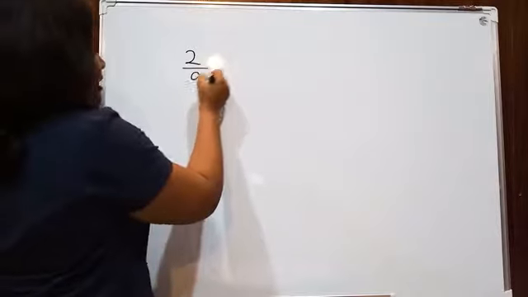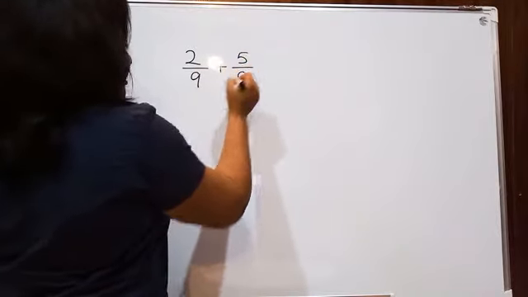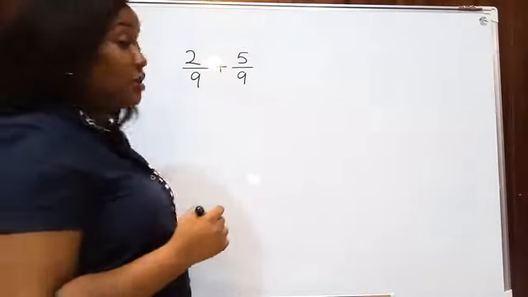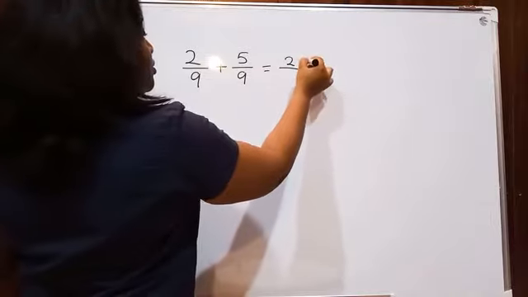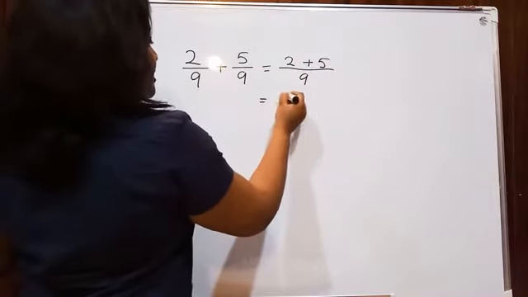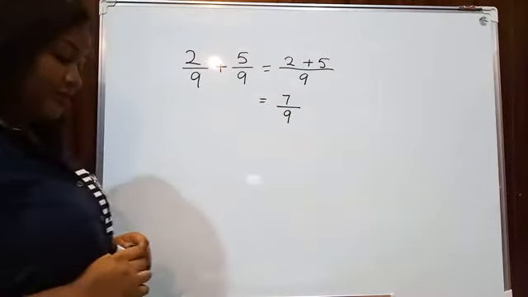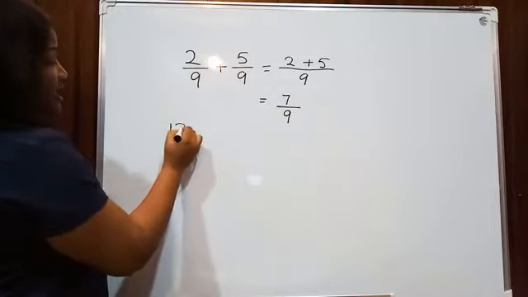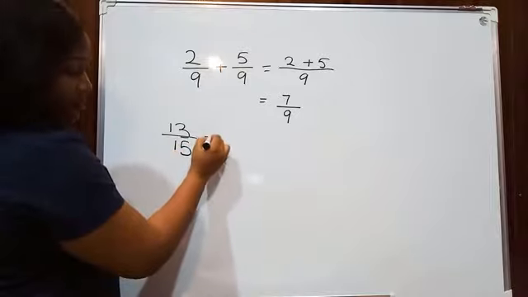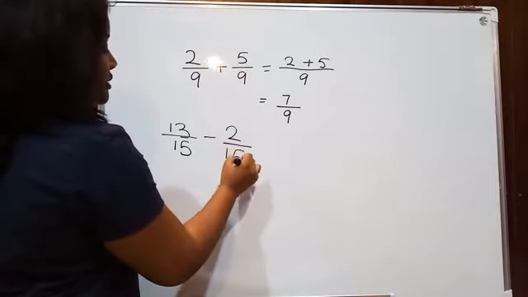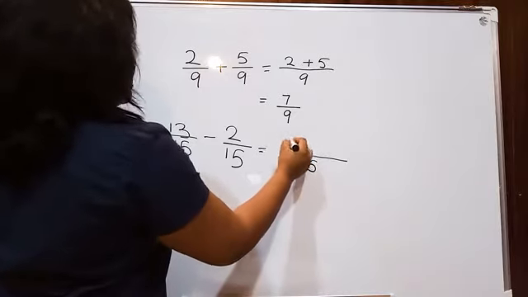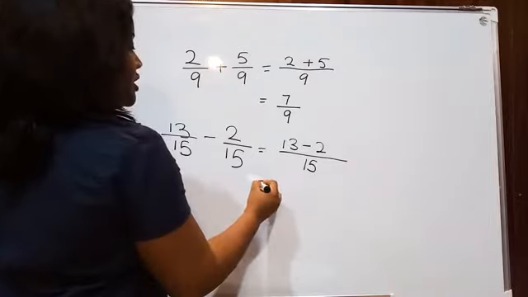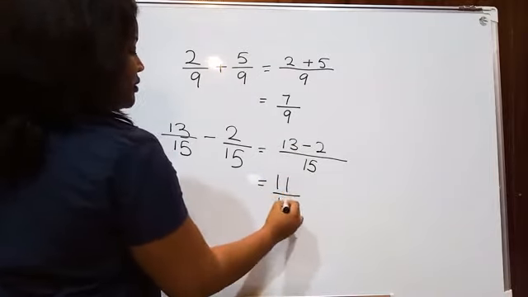Let's take, for example, 2 over 9 plus 5 over 9. They have the same denominator, so you add them: bring down the denominator 9, then say 2 plus 5, and that gives us 7 over 9. Then for subtraction, we can have 13 over 15 minus 2 over 15. We have 15 here, and 13 minus 2 gives us 11 over 15.